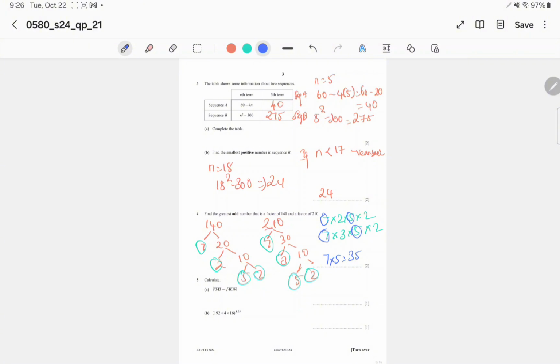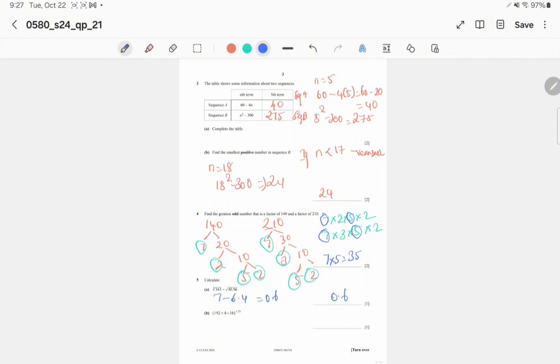I am moving to the fifth one. You can do it in the calculator directly. You can get the answer for root 343 minus root 40.6. Using the calculator, we will get the cube root of 343 is 7, minus 6.4, so it is 0.6.